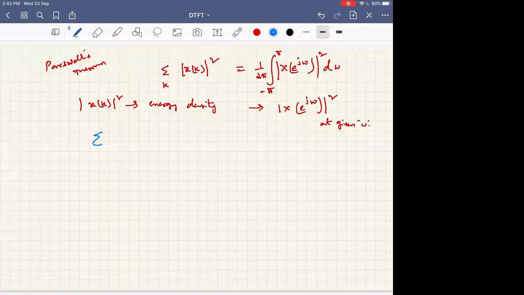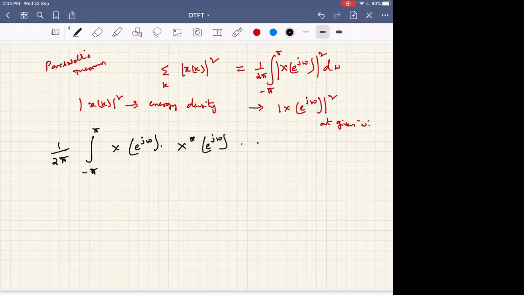So we can take the frequency domain approach. It can be done either way. If you take 1 by 2 pi, integral from minus pi to pi, how do I write this? X of e power j omega into x star of e power j omega, the mod whole square. Any complex number's mod square can be written like this. Is this correct? So x into x star is nothing but mod square. Now how do I expand this?